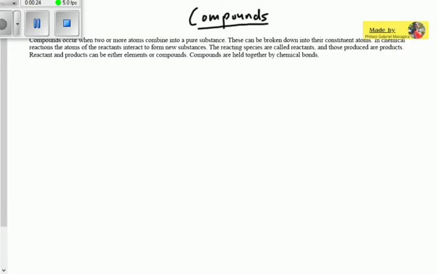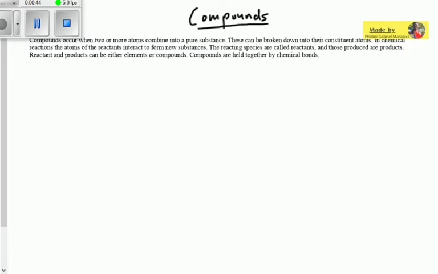In chemical reactions, the atoms of the reactants interact to form new substances. The reacting species are called the reactants, and those produced are products. Reactants and products can be either elements or compounds. Compounds are held together by chemical bonds.